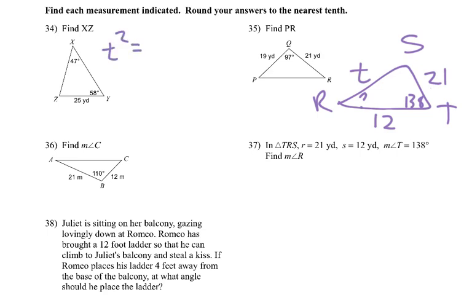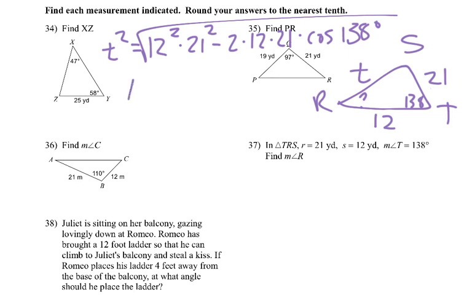t squared equals 12 squared plus 21 squared minus 2 times 12 times 21 times the cosine of 138 degrees. I end up taking the square root of that whole thing, and that'll give me t. And I get about 30.9765, okay? And that's t.